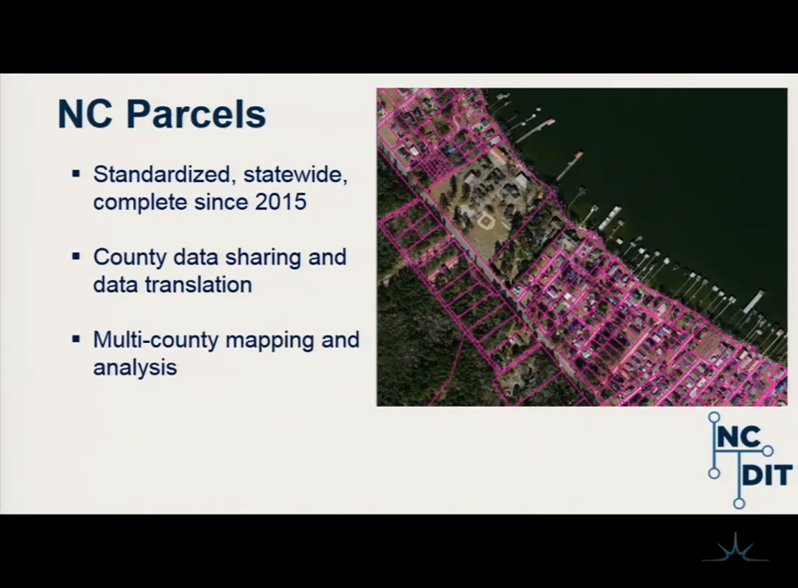Thanks for joining us. NC Parcels is standardized statewide data, complete since 2015, covering all 100 counties. It really relies on county data sharing, because the authoritative data comes from each of the counties, from their tax departments and GIS operations. The attributes are translated to a standard, so your attribute fields are consistent across the state. The geometry is as uploaded by the county. This particularly enables multi-county mapping and analysis.